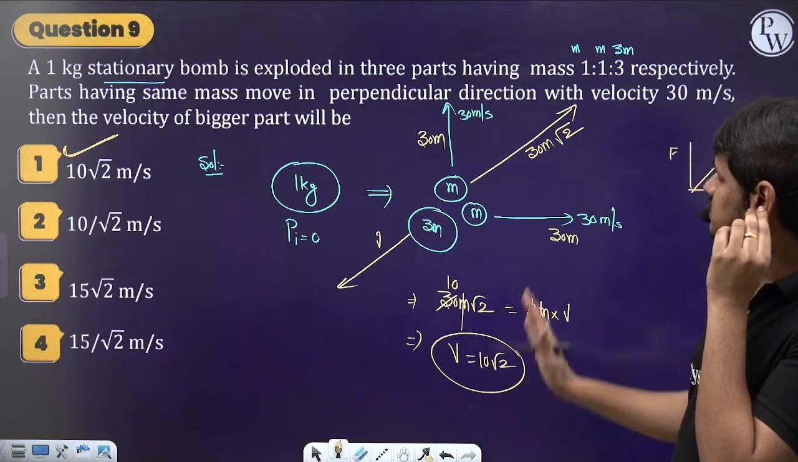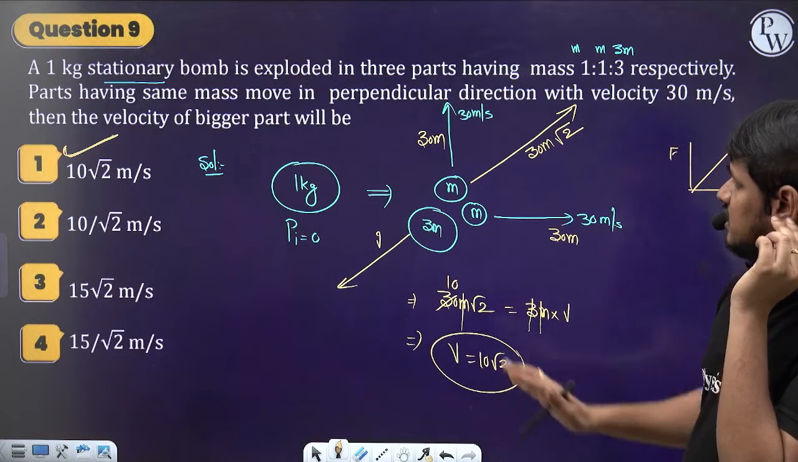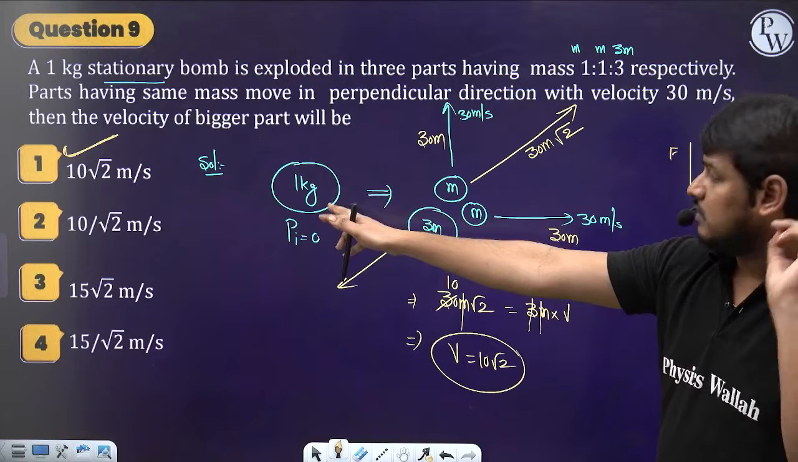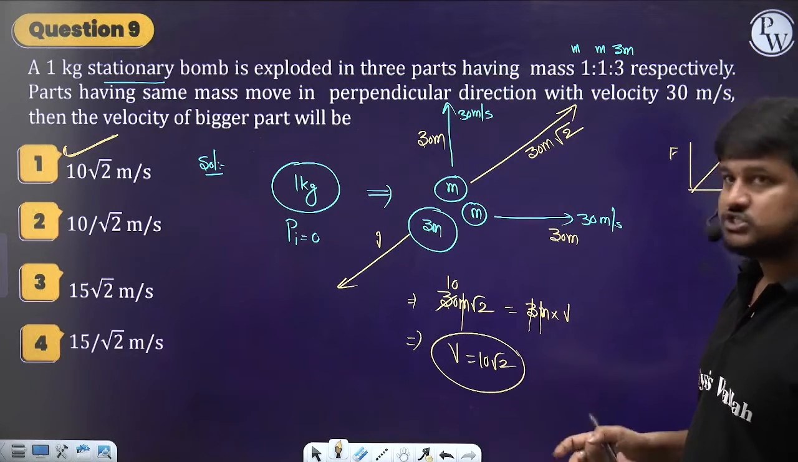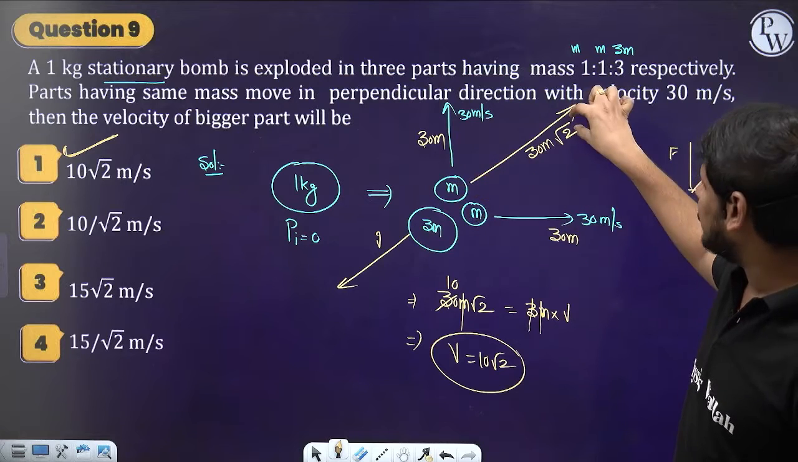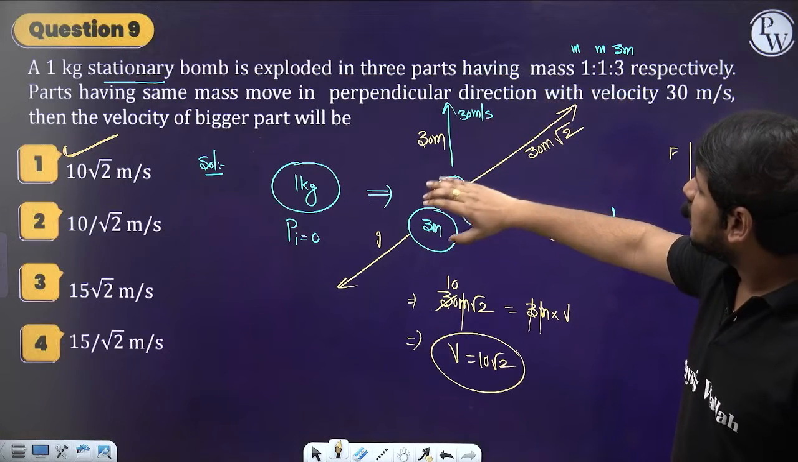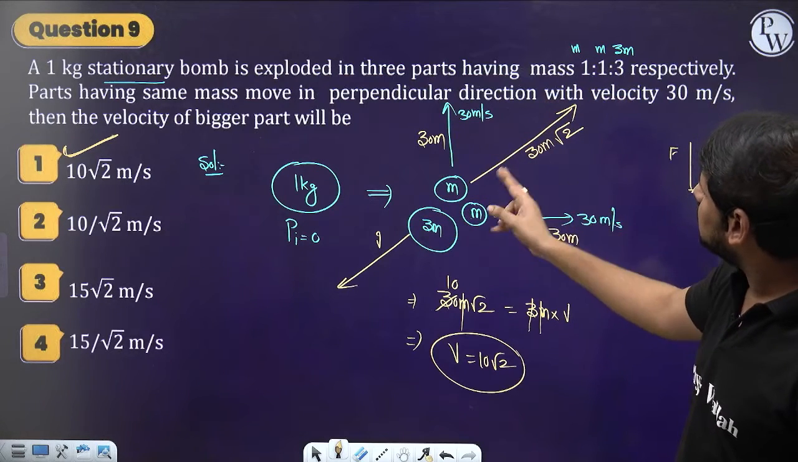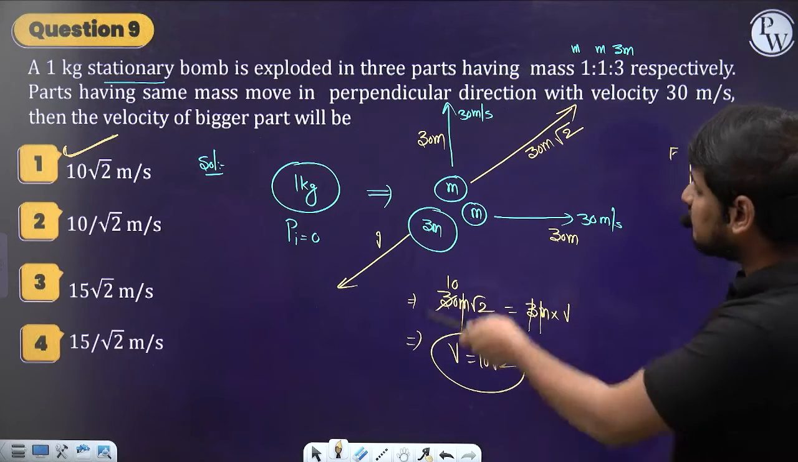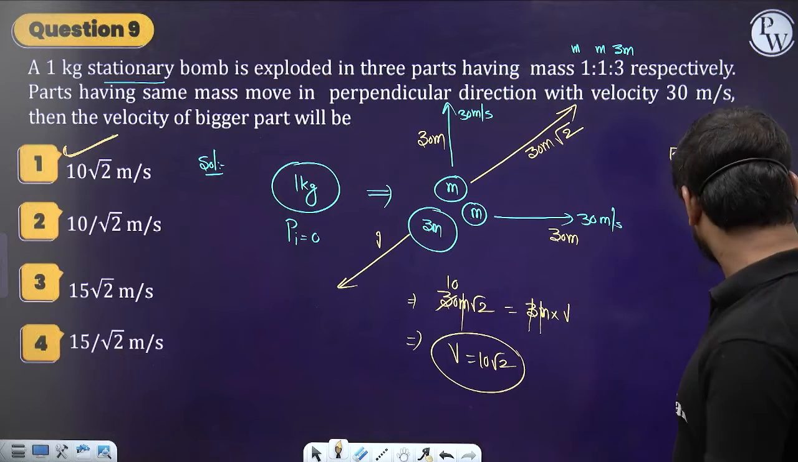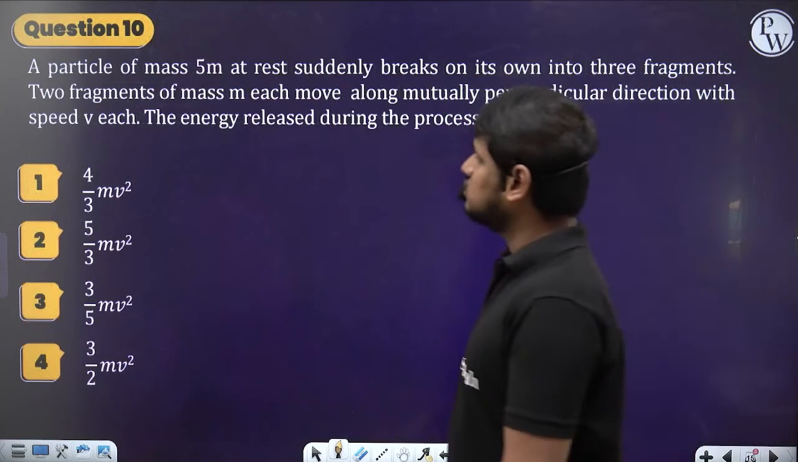Simple questions. Whenever a bomb breaks into 3 parts and 2 of them are going at right angles to each other, first find their net momentum, and the third part should move opposite to the resultant of these two. Then the final momentum will be 0. Clear? Let's solve the next question.